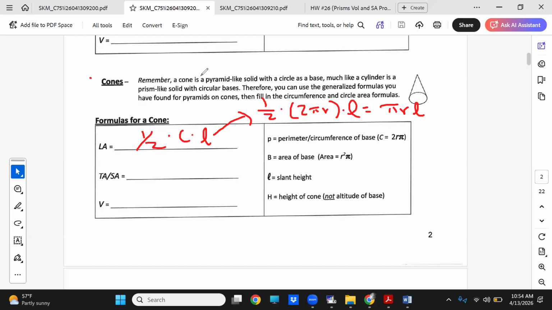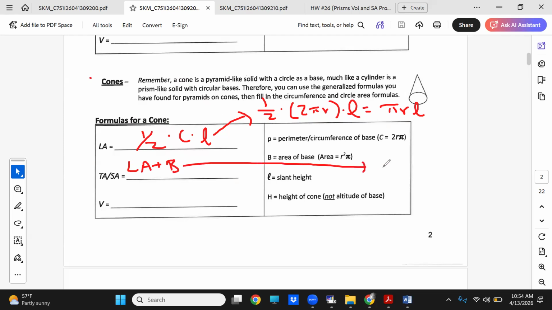Anyhow, so 1/2 CL. Now the circumference is 2 pi r, so you can clean it up a little bit, call it pi RL if you want. When you see pi RL, this does seem kind of confusing. Like, where the heck does that come from? But it really comes from 1/2 CL. The C is the circumference, which is like perimeter. The total area is going to be the lateral area plus the base, which of course is pi r squared.